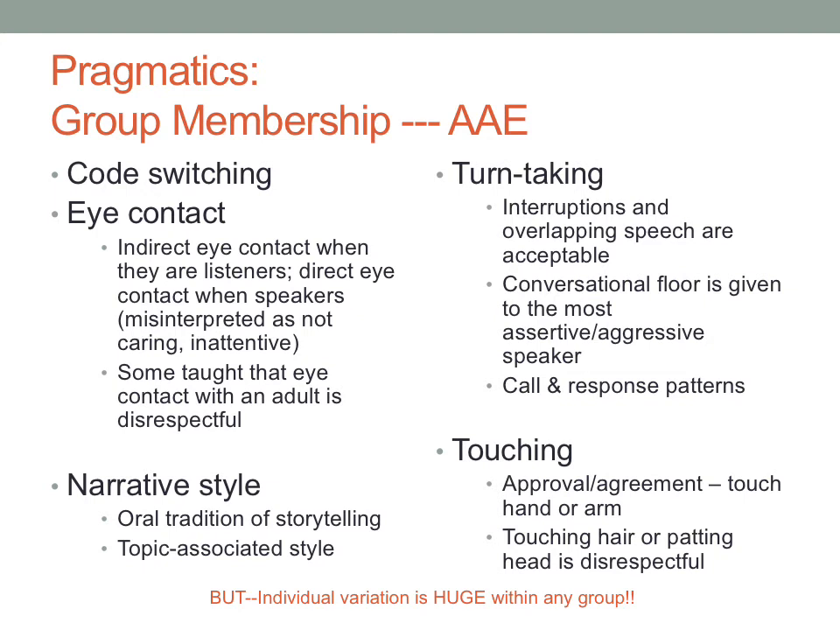They may be learning, they are learning rules about eye contact. So in the African American community, indirect eye contact is used when they are the listeners, and direct eye contact is used more when they are speakers. So they may have some misinterpretations as not caring or inattentive.